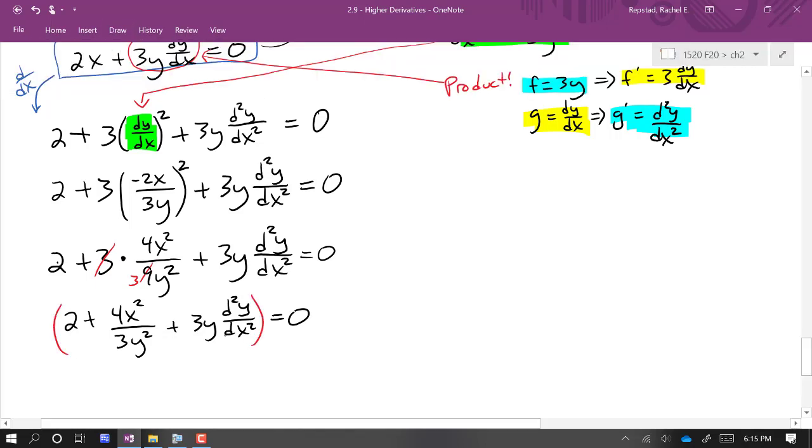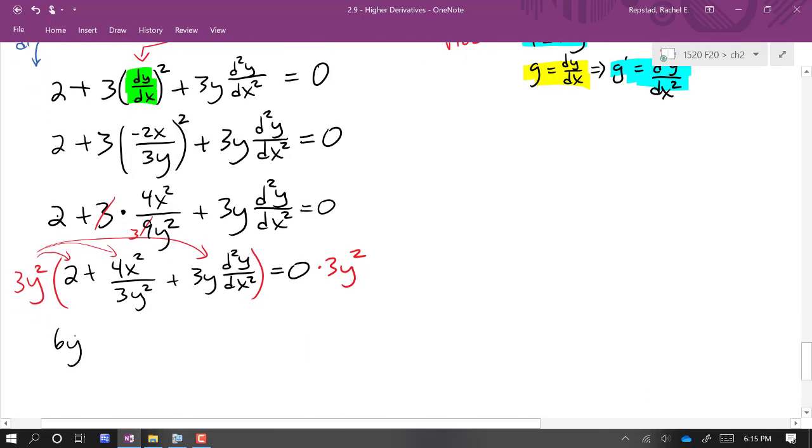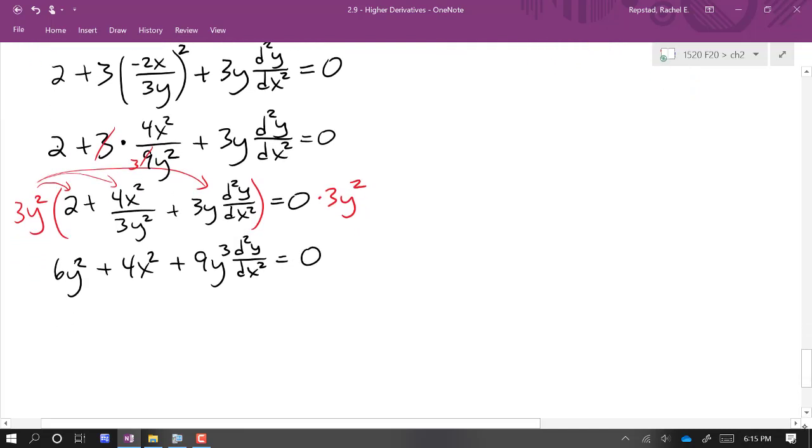So I'm going to multiply both sides by 3y squared. On the left side, we're going to have to distribute the 3y squared to all terms. So when we distribute to the first term, we got 6y squared. When we distribute to the second term, it'll cancel the 3y squared that's in the bottom, so that's 4x squared. And then when we distribute to the last term, we'll have a 9y cubed times the second derivative. And on the other side, we've got 0. So now I think we're in a much better position to isolate that second derivative term.